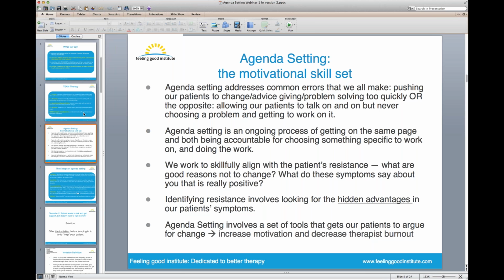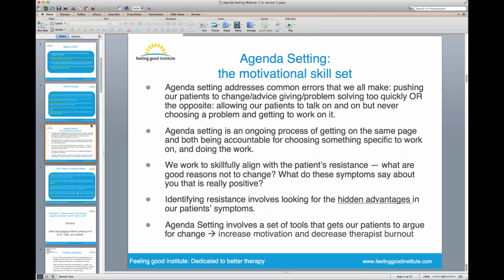So before using methods with our patients, even patients that we have a really good alliance with, we think it's helpful to explore reasons not to change or reasons not to do the work of therapy. And what I like about agenda setting is that it addresses common errors that all of us make. Even though I practice this form of therapy and it's at the front of my mind, I still make these errors from time to time.